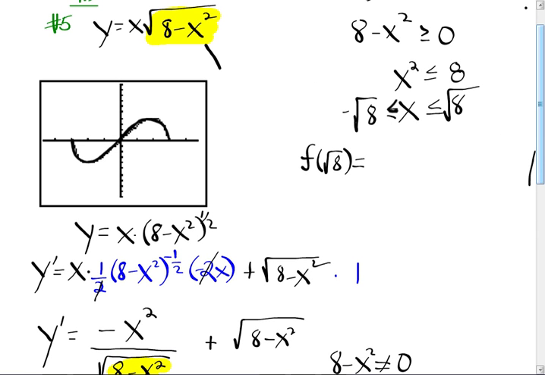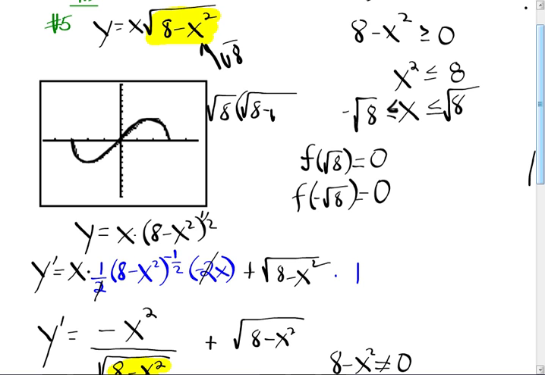If you put square root of 8 right in there, I get 0. What's f of minus square root of 8? I still get 0. You can look at the picture, you can see that. Because it's the square root of 8 times the square root of 8 minus the square root of 8 squared. That's 0. The square root of 8 squared is 8. What are the other two values? You have to find f of 2 and f of negative 2.